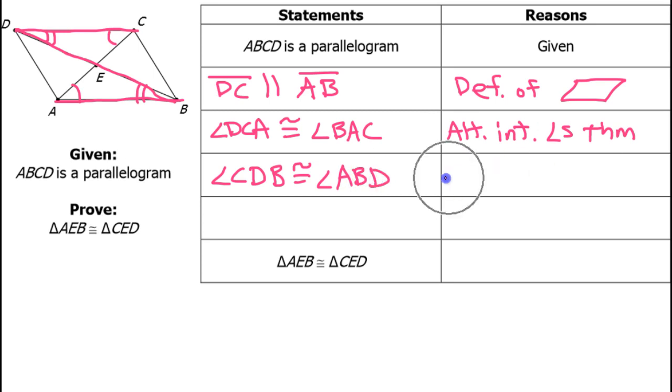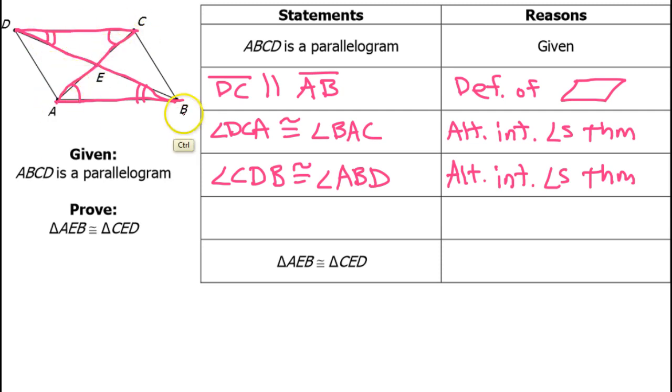All right, it's the exact same reason. These are still alternate interior angles, so I'm just going to say this is the alternate interior angles theorem. Okay, so I've almost got enough information to prove that these two triangles are congruent.